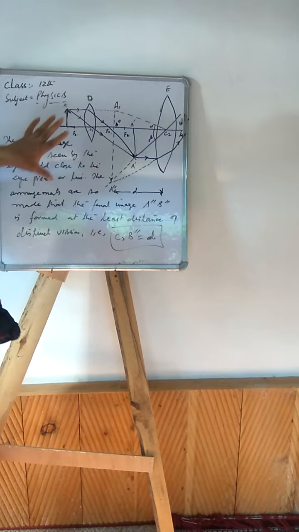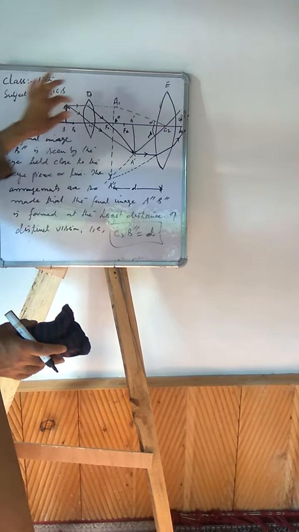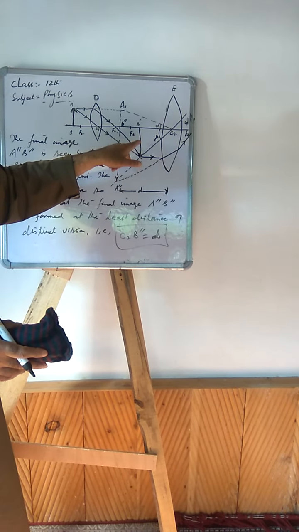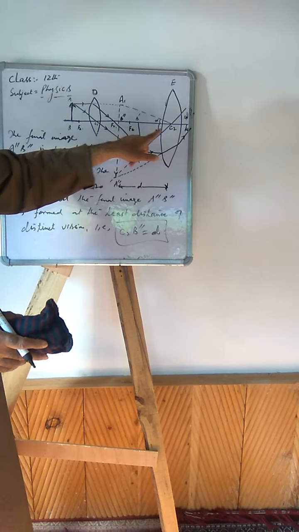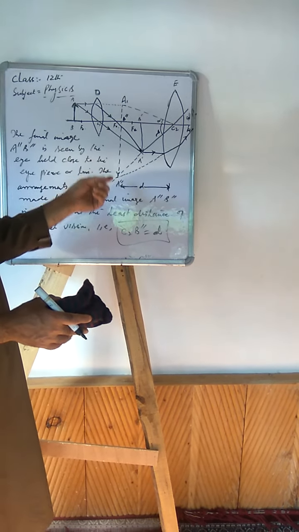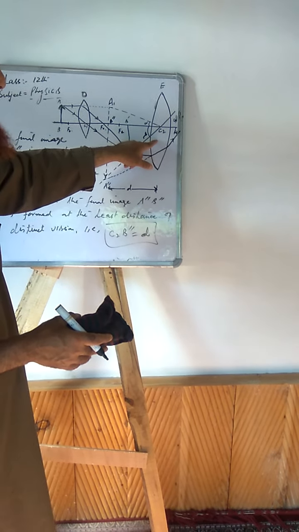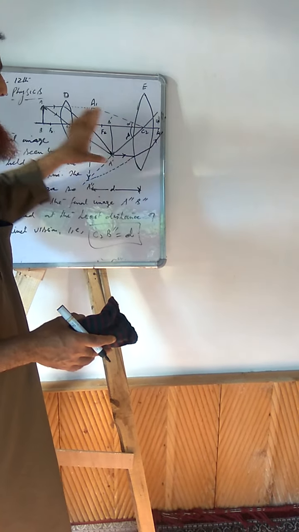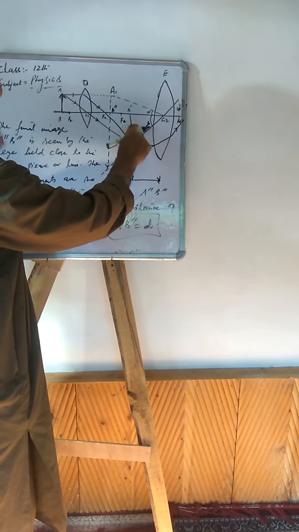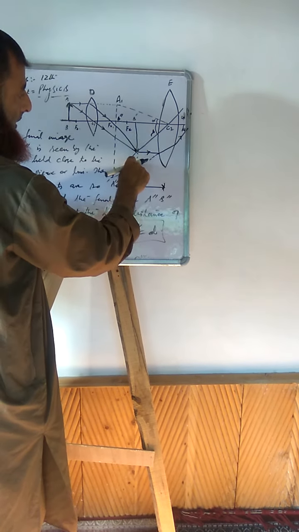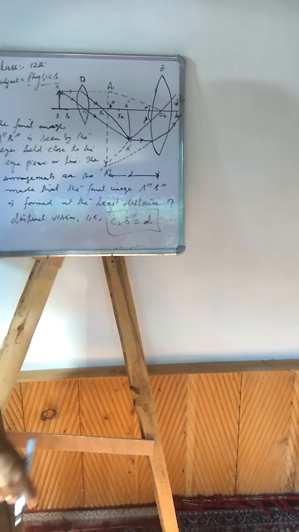So this is how the compound microscope works. Here is the objective, here is the eyepiece, and the tiny object. The image formed is A dash B dash, which acts as the object, and when this object falls within the focal length and the optical center, the image is formed at a distance. So A double dash B double dash is the final or virtual image formed by the eye lens, and when the eye is held close to this eyepiece, we see this final image. It is erect with respect to A dash B dash and inverted with respect to the tiny object AB.